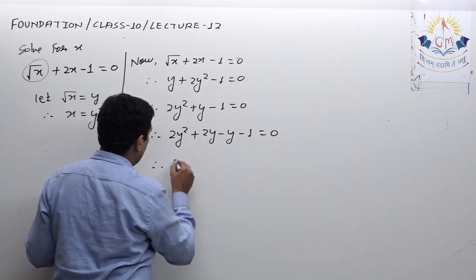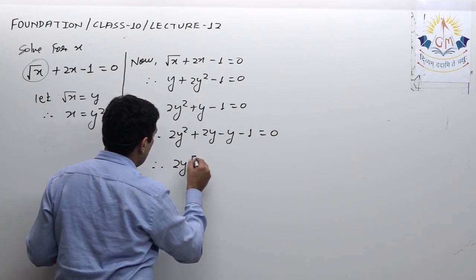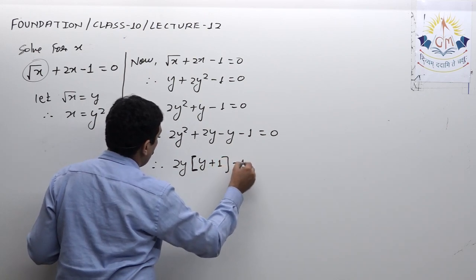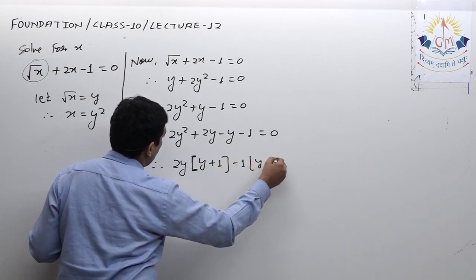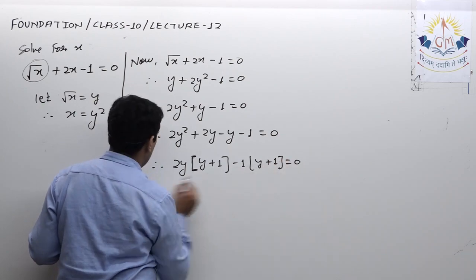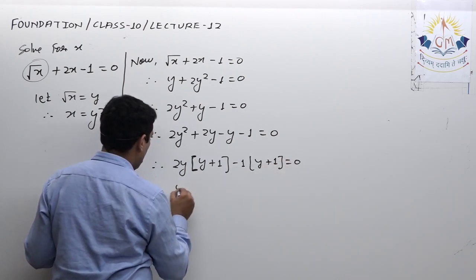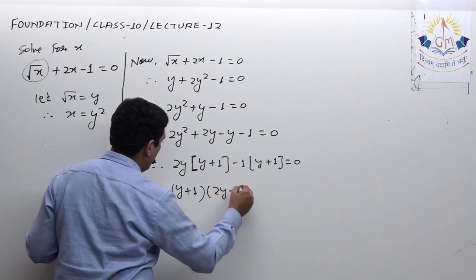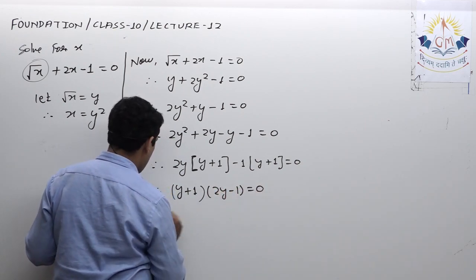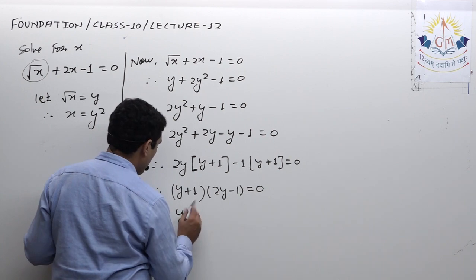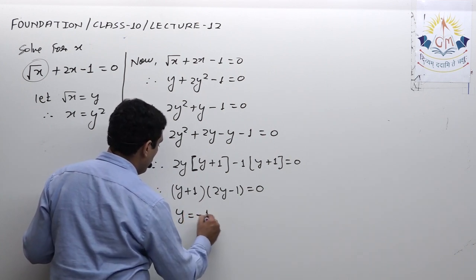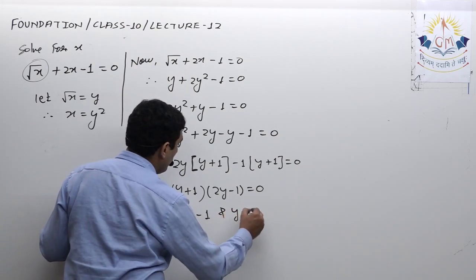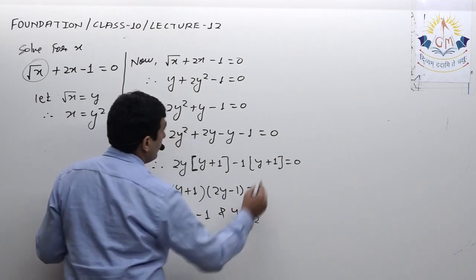Therefore now I can take 2y common. If I take 2y common, y plus 1. Now if I take minus 1 common, again y plus 1. Therefore here I will get y plus 1 and 2y minus 1 equal to 0. Therefore there are two values of y: y equal to -1 and y equal to 1 by 2.